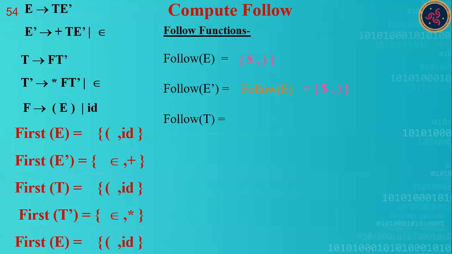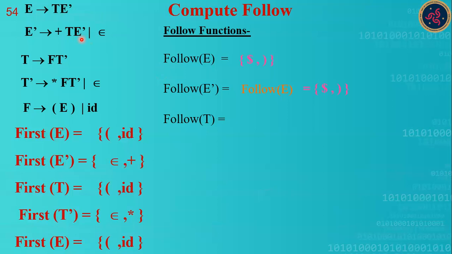Okay, so here T is having E prime. E prime is again a non-terminal, right? Here we are computing the follow of T, so T is followed by a non-terminal. Okay, so then we have an equation, right?